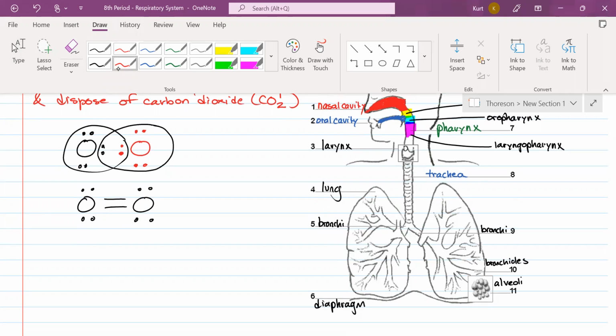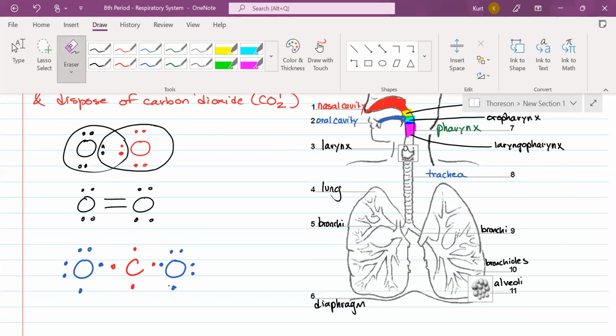When you hear CO2, how many carbons are there? 1. How many valence electrons does carbon have? It's in group 14. It has 4. And when you hear CO2, how many oxygen atoms are there? CO2, there are 2 atoms of oxygen. 1, 2, 3, 4, 5, 6. 1, 2, 3, 4, 5, 6.